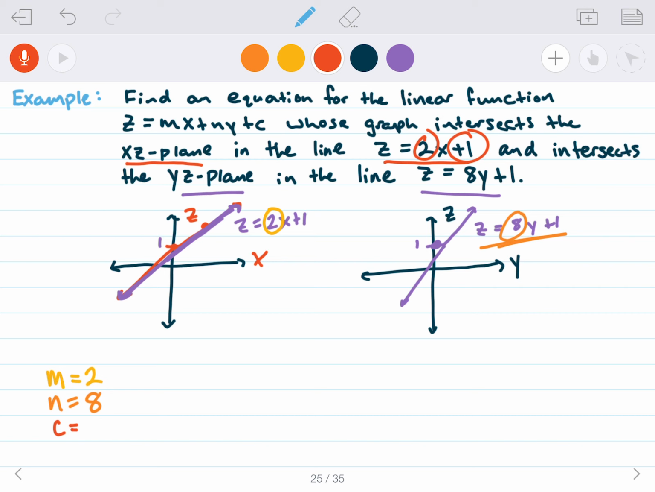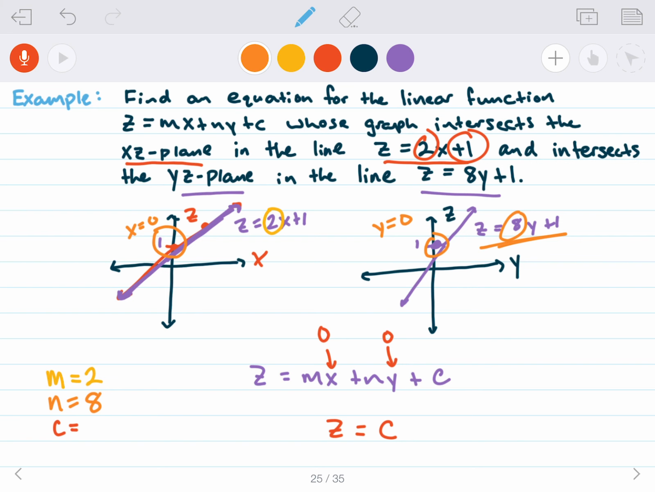Well, c occurs when both x and y are 0, right? Because what we have is z equals mx plus ny plus c. And if I set x equals 0, and if I set y equals 0, I get z equals c, okay? And we can see that this value has to be 1, right? Because at this point, x is equal to 0, and we get 1 for z. And at this point right here, y is equal to 0, and we get 1 for z. Okay, so both x and y are 0, and z is 1.